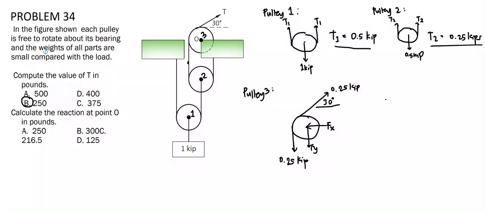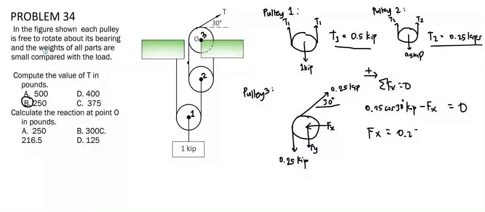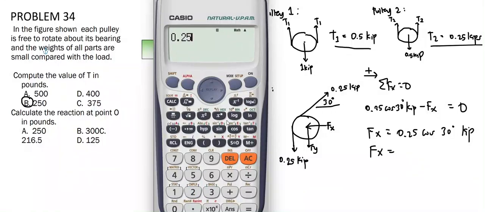Now to solve for Fx and Fy, we take summation forces horizontal equal to 0, considering rightward forces to be positive. So we have the 0.25 kip force cosine of 30 degrees, and we have Fx going to the left, so it's negative, all equal to 0. So Fx is equal to 0.25 cosine of 30 degrees kips. Solving, we get Fx equal to 0.217 kips.